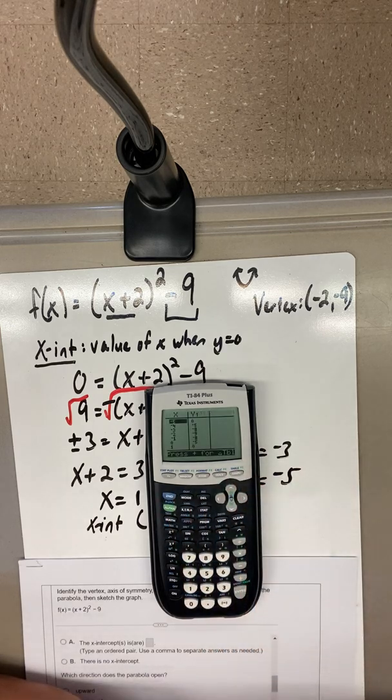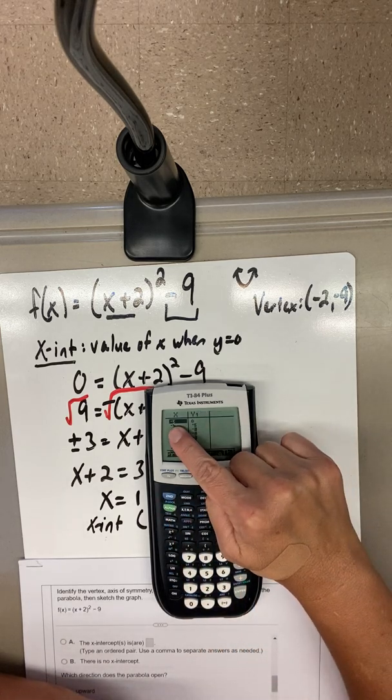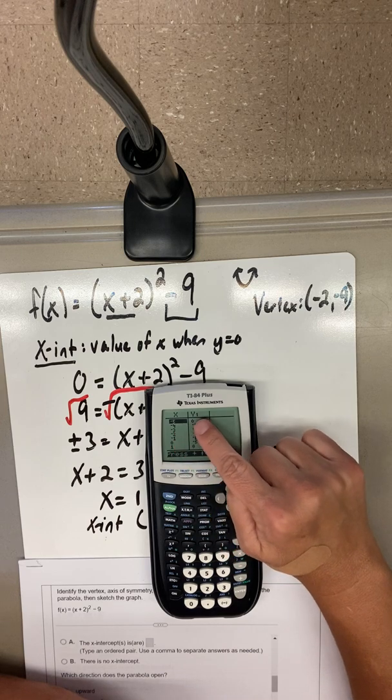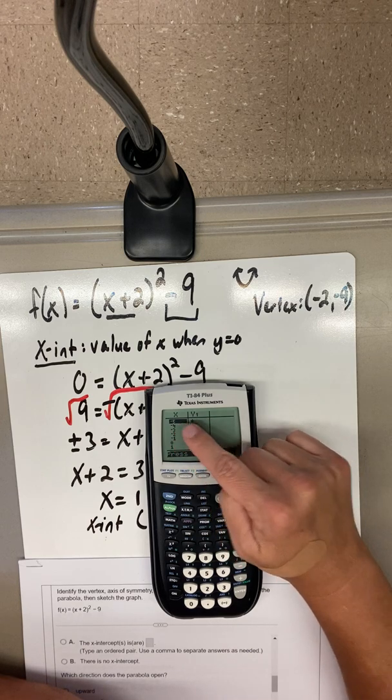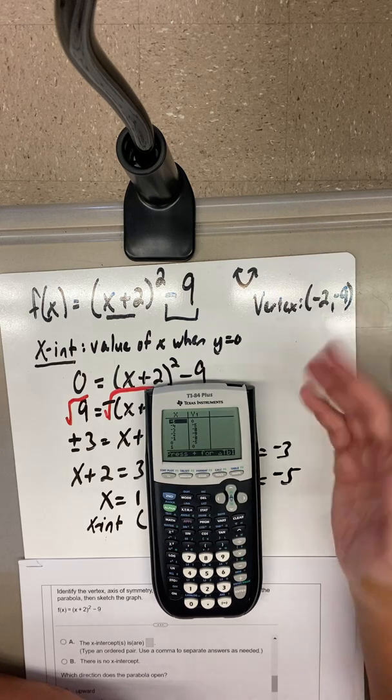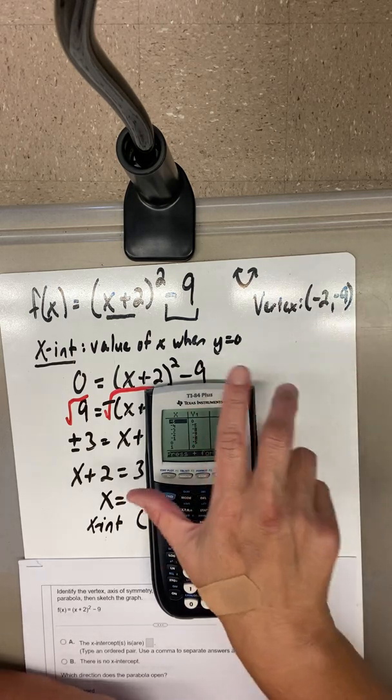And hit second graph. And look, at -5 and 0, when y is 0, that's the x-intercept. When y is 0, that's the x-intercept. So that verifies it, and you can also just check your work like that.